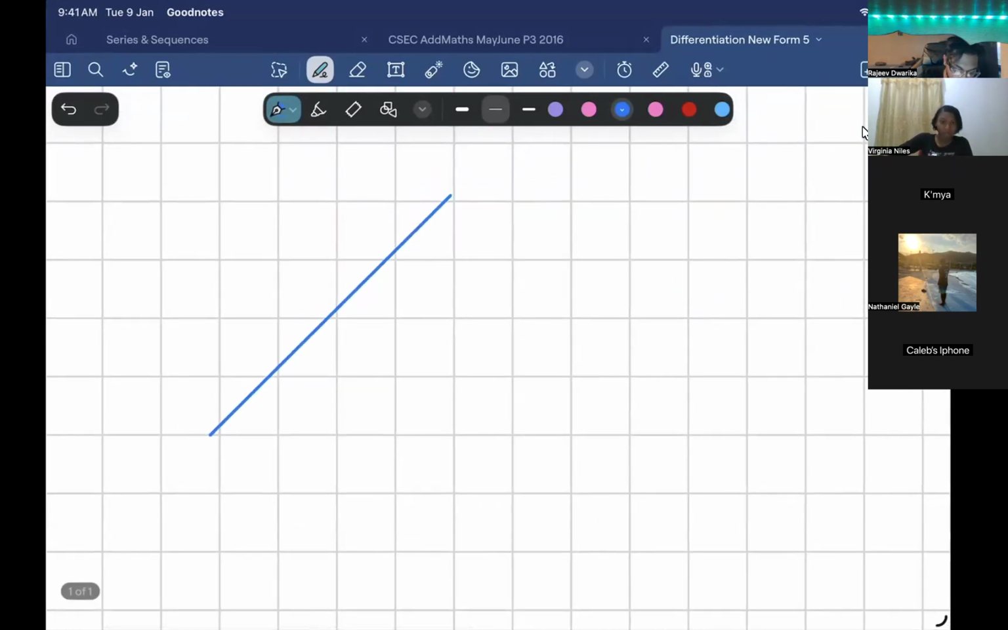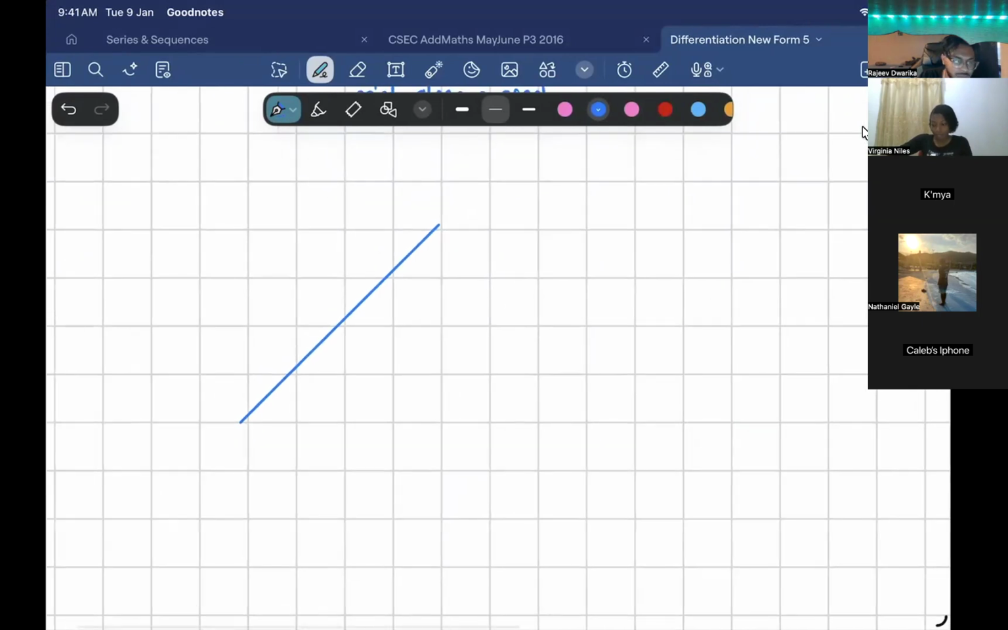Differentiation is a gradient function tangential to a point along a graph. Let me show you what I mean by this. Guys, what is this? A straight line. Do you think the gradient changes for a straight line? No. Wait, do you all know what gradient is? I want to make sure.